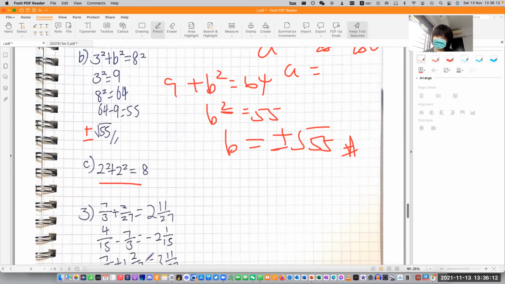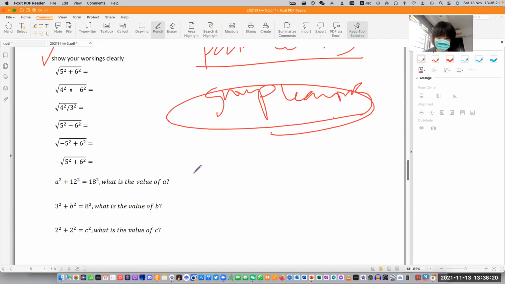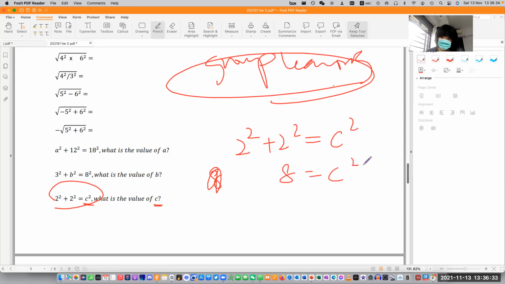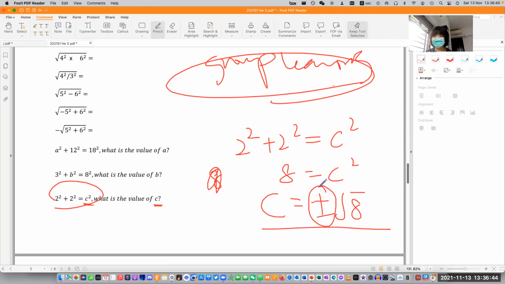How come C is so direct? Okay, good. So it's 8. Because C is just like this. Double check. They ask for C, not C square. You are giving C square. So it's 8. So basically what you do is 2 square plus 2 square equal to 8, C square is 8. So C is plus minus square root 8. That's your C. Remember the plus minus. And square root 8 is an irrational number, that's why you leave it like this.